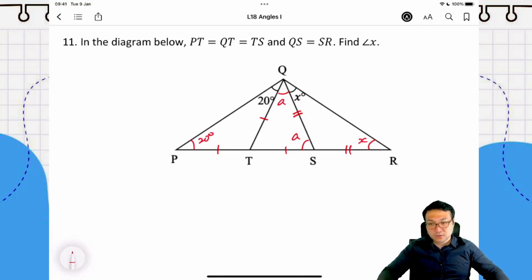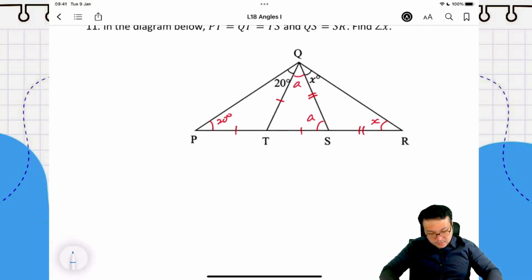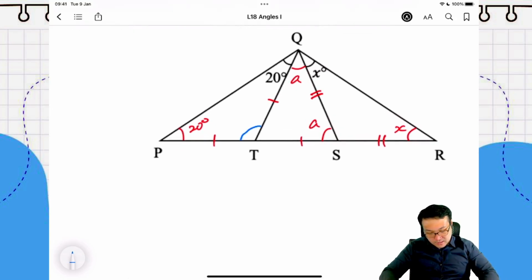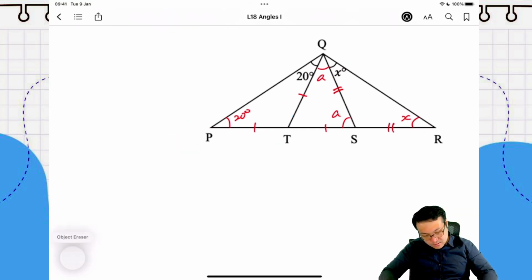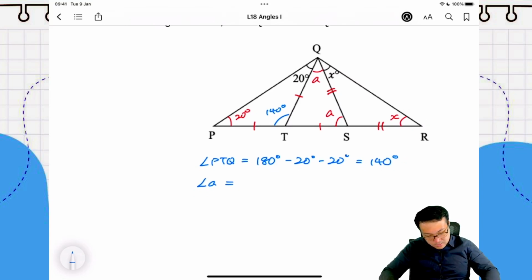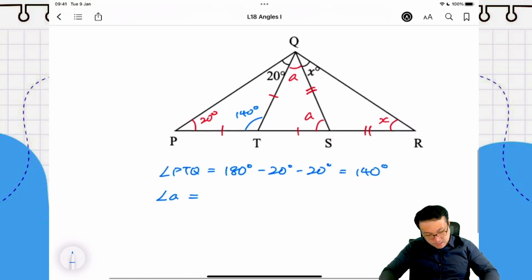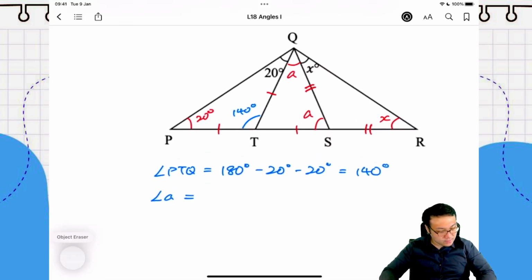This is X. So let's try to find angle A first. Okay. Let me think. Okay, let's find this angle first. What is 40. 140? Okay, 140 degrees. So let's just write down angle PTQ equals to 180 minus 20 minus 20 is 140. Then what is angle A? Is 40. Yeah. Okay, angle A, do you notice that this is an exterior angle?